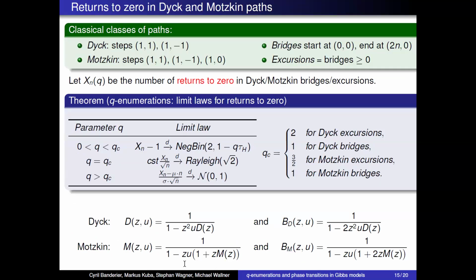Okay, another example. Let's do the returns to 0 in Dyck and Motzkin paths. So Dyck, okay, we have those jumps. Motzkin, we had also the horizontal jump, and we consider bridges and excursions. Bridges, you start at 0, you go anywhere, you end at 0, and excursions are bridges which are constrained to be non-negative.